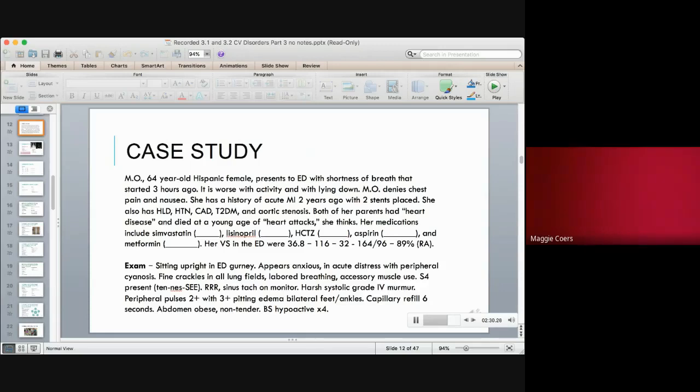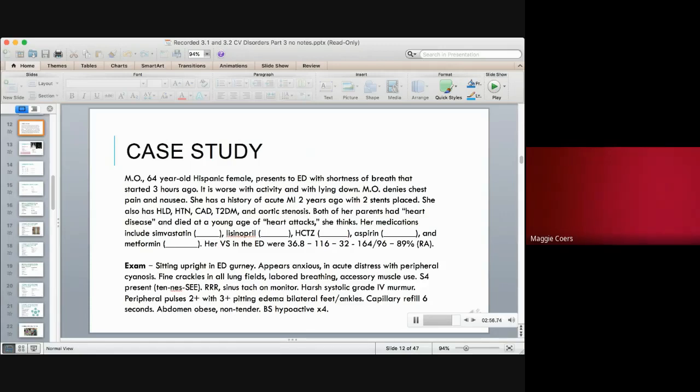She's got a regular sinus rhythm, a little bit tachy on the monitor. The patient has a harsh systolic grade 4 murmur. Her peripheral pulses are 2+ with 3+ pitting edema to her bilateral feet and ankles. Capillary refill is 6 seconds. Her abdomen is obese, non-tender, and her bowel sounds are hypoactive.